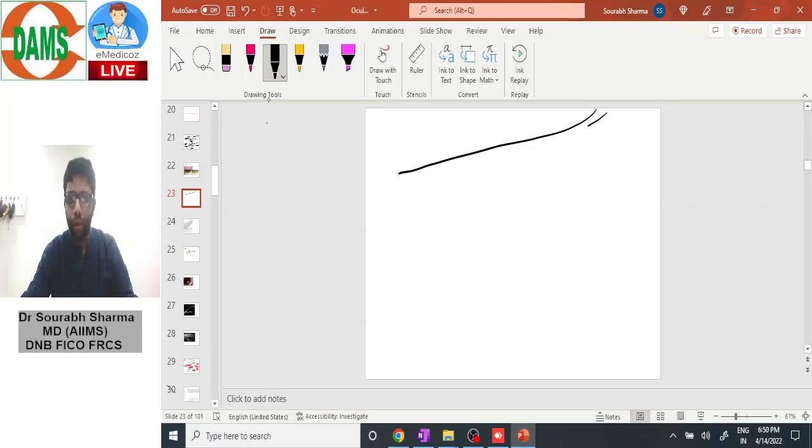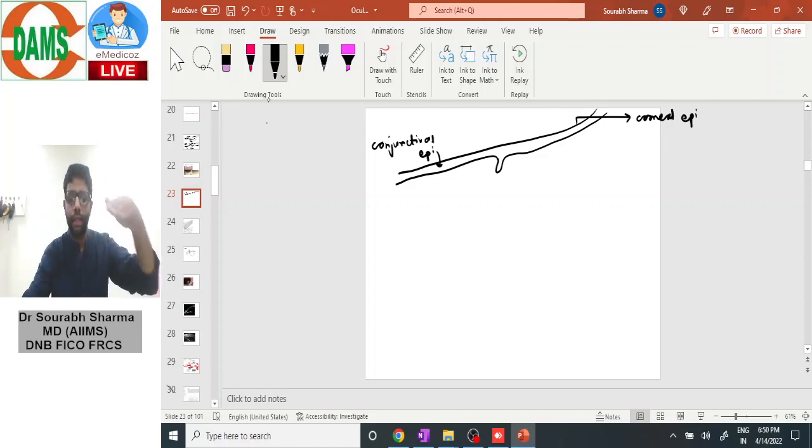I am making the corneal epithelium now. This is the palisades of Vogt, which means I am at the limbus now, which continues as the conjunctival epithelium. So here we have the conjunctival epithelium. This is the corneal epithelium. Only the epithelium of the cornea I have drawn.